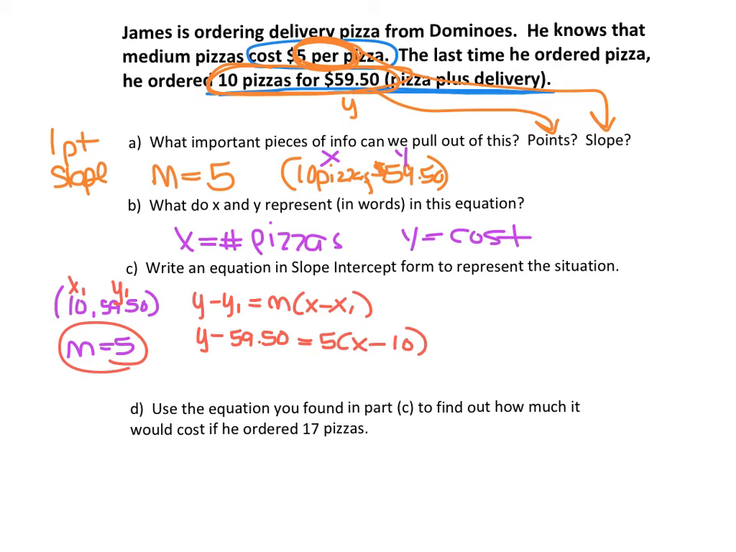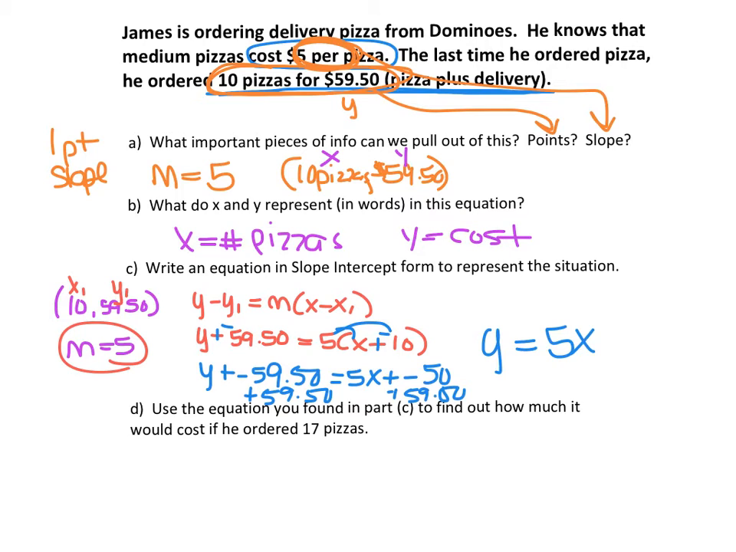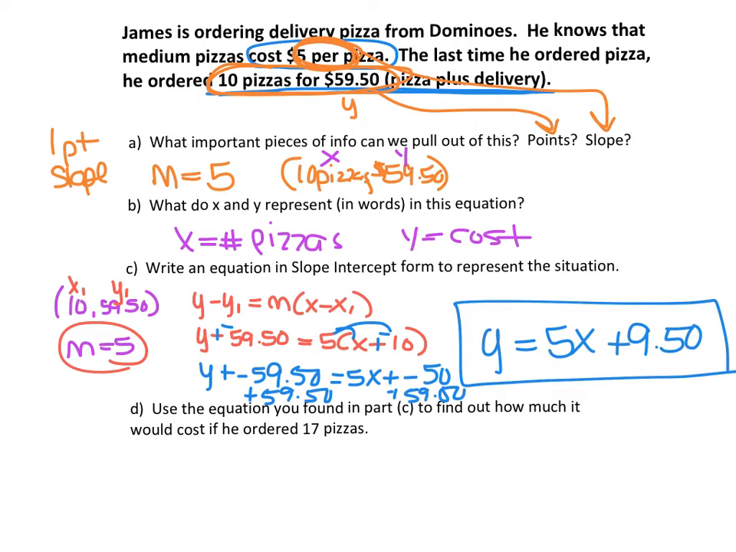So now from here, I'm going to utilize keep, change, change. Then I'm going to rewrite it so y is alone. So I start by distributing. So I have y plus a negative 59.50 is equal to 5x plus a negative 50. So I then add 59.50 to each side, and I end up with y is equal to 5x plus 9.50.